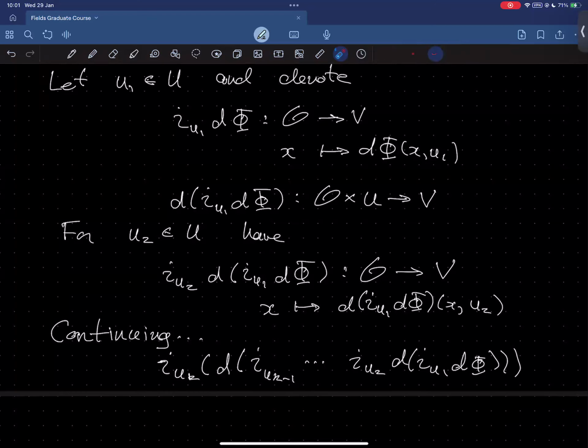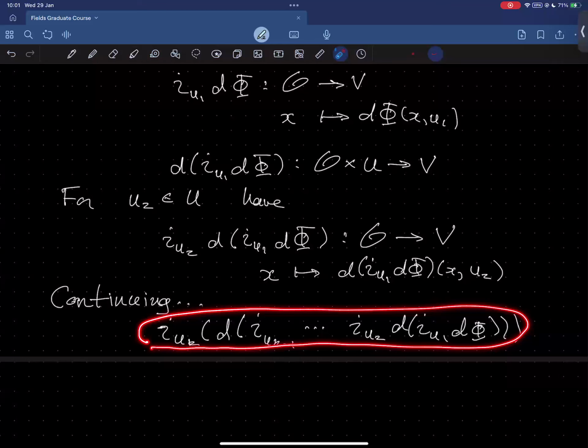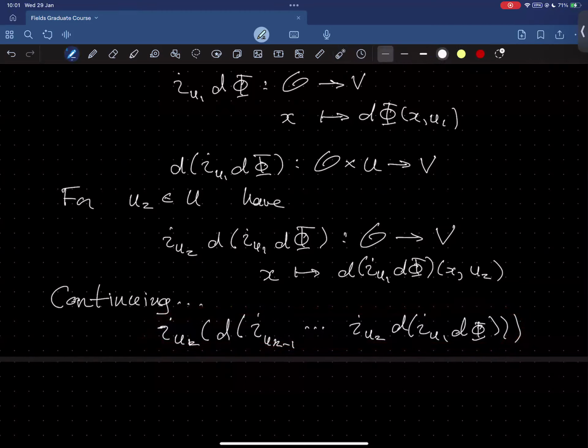So none of this makes sense a priori, but by this device, this thing here depends on the right number of u's and x's. First of all it's a function of x, so just like all the other cases, this is a mapping from O into V. And it only carries k of these parameters, directions in which I'm differentiating.